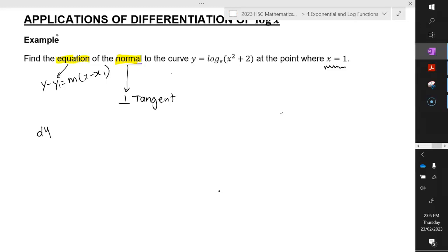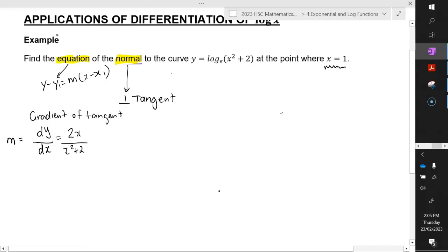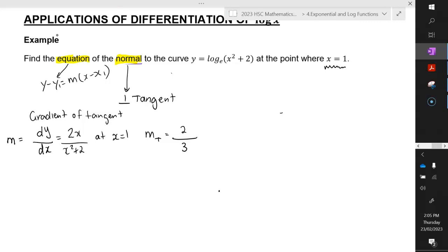The gradient of our tangent we find by finding dy/dx. dy/dx gives the gradient of the tangent. So what's our dy/dx going to be? It's the derivative of the function, so 2x on x squared plus 2. And that gradient of our tangent, which we could call m, is going to happen at the point x is equal to 1. So the gradient of the tangent is 2 times 1, which is 2, over 1 squared, which is 1, plus 2, which is 3. So the gradient of our tangent is 2/3.